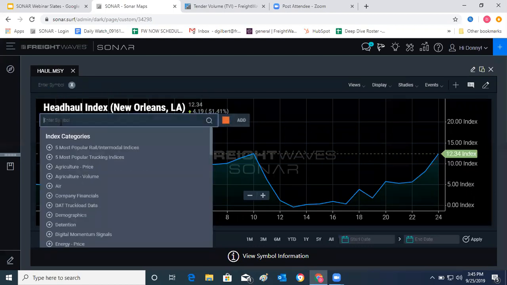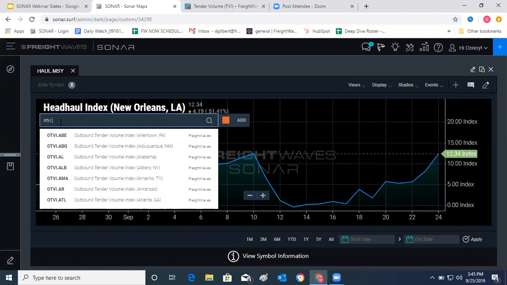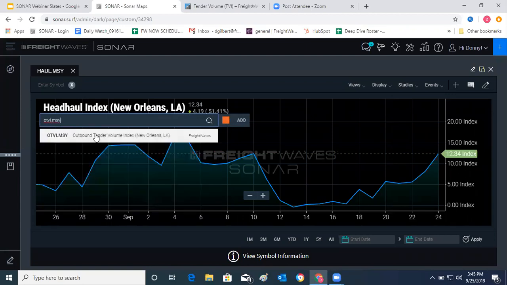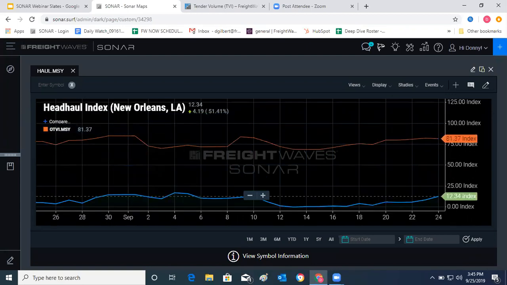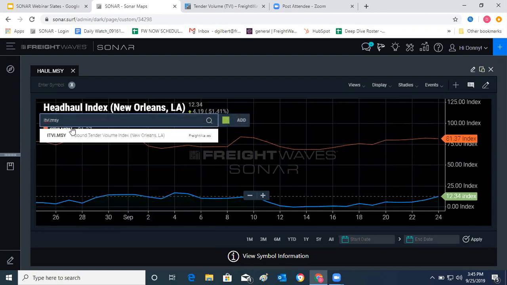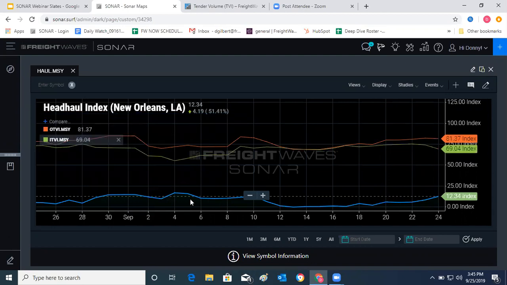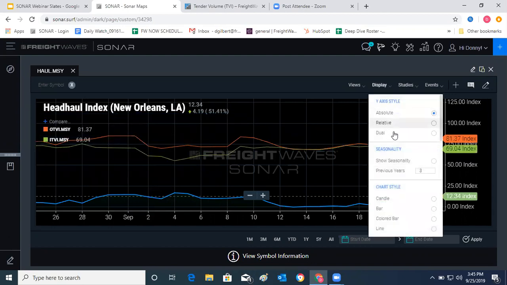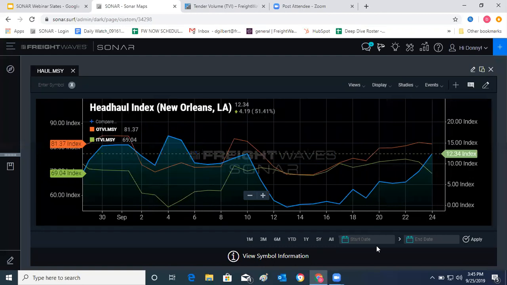I'm also going to pull up OTVI.MSY so we can see what's going on here. And I'm also going to compare it to ITVI.MSY. And since these are a little bit different, we have a lot higher numbers. I'm going to go ahead and change this over to a dual axis.